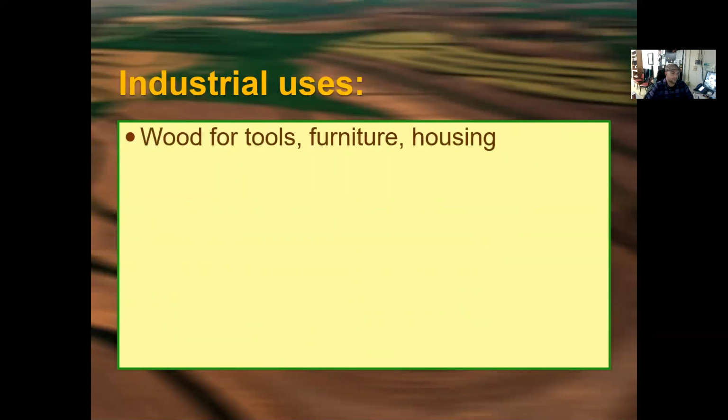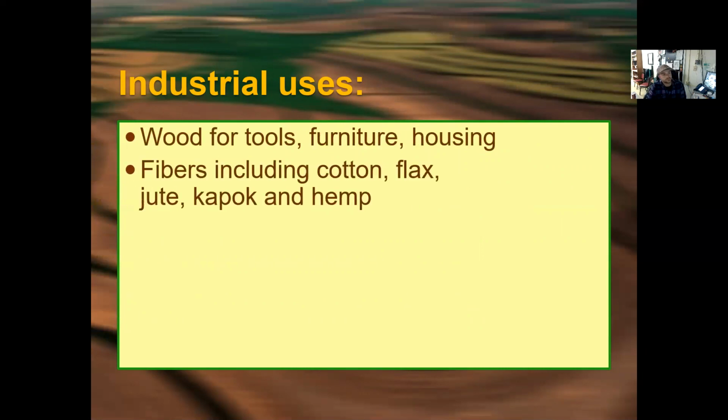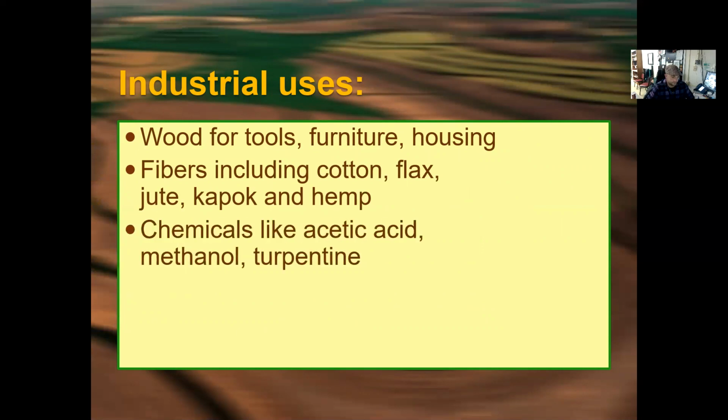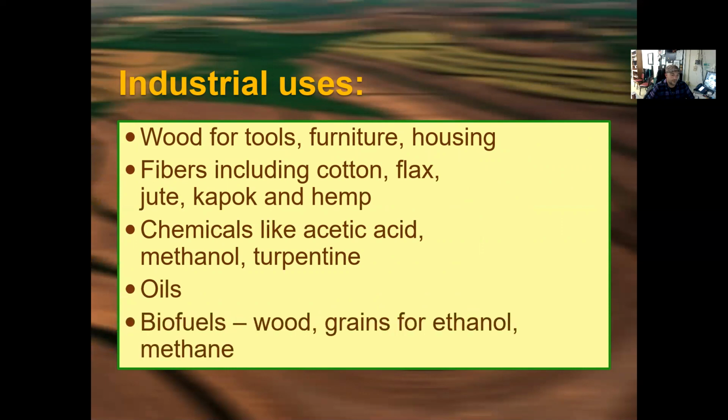Industrial uses: wood for tools, furniture, and housing. Fibers including cotton, flax, jute, kapok, and hemp. Chemicals like acetic acid, methanol and turpentine. Oils, and biofuels, wood, grains, and ethanol, methane. So whenever you think of all these materials, just remember that they all come from plants.